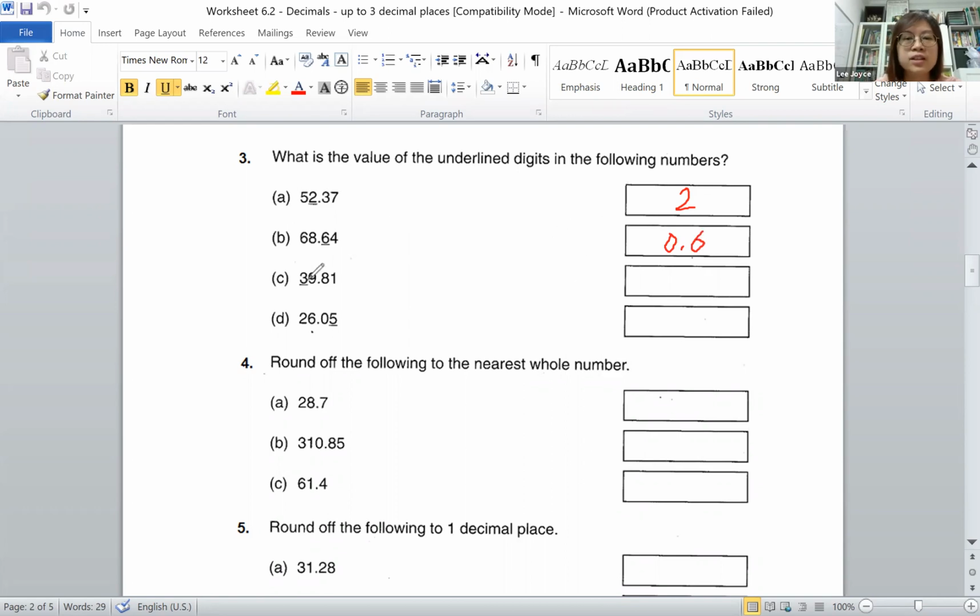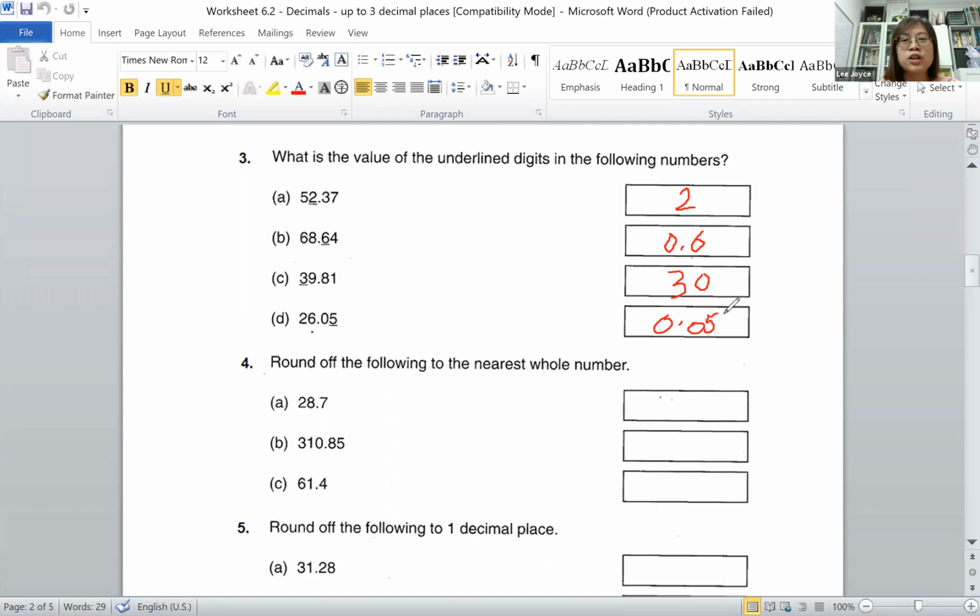Alright? Okay, so what about 39.81, question 3C? This 3 is in the tens place, so that will be 30. Alright, and then 5 is in the hundredths place, so it will be 0.05. Okay, so these are the answers for question 3. Alright, any questions?